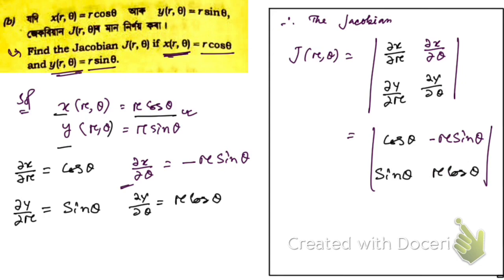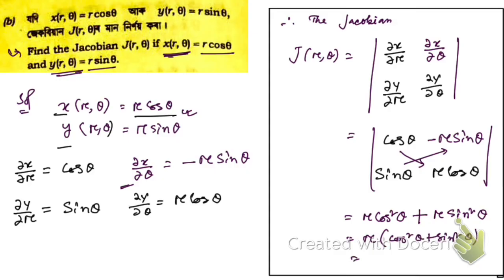So hope you know how to find the determinant. This one into this one gives you r cos square theta, minus this one into this one. There is already one more minus, so minus this is going to be plus r sin square theta. Taking r common, we get cos square theta plus sin square theta, which is equal to 1. So r into 1 is simply r. So this is the answer. Hope you have understood this. Now let's move on to the next question.